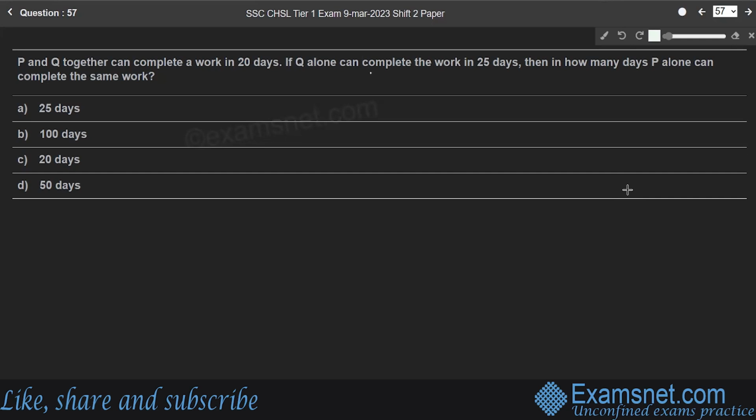Question 57. P and Q together can complete a work in 20 days. If Q alone can complete the work in 25 days, then in how many days can P alone complete the same work? So here students, we are using the work concept. Work is equal to efficiency into time. Here efficiency means 1 day work.